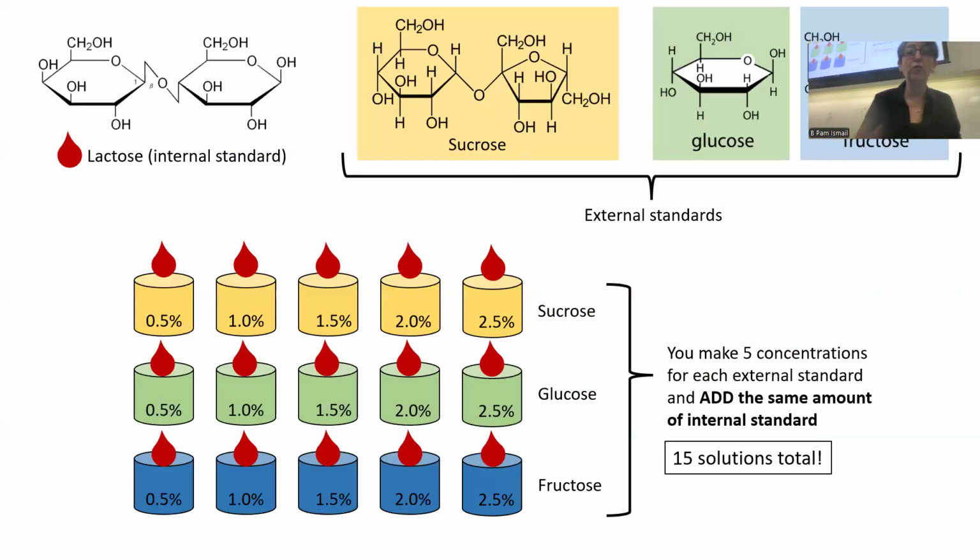Okay, so to visualize. We want to determine different sugar components in molasses, and we used lactose because lactose is a sugar from milk. It's not in molasses, and it will come out in the same analysis time. So we prepare standards of fructose, glucose, and sucrose, at different concentrations here. And this red drop is a known concentration of lactose. It goes in all of your standards and in your sample.